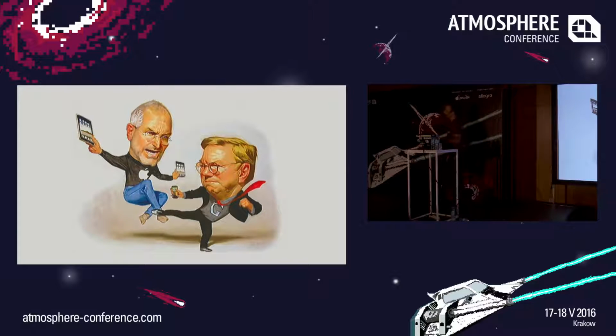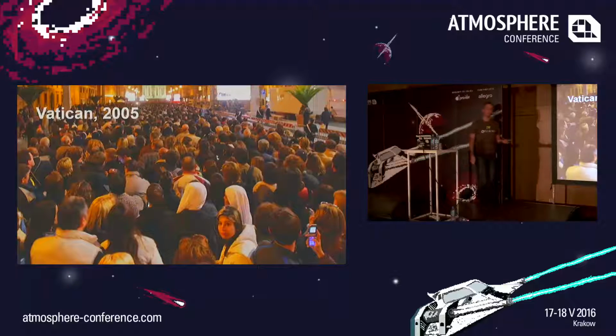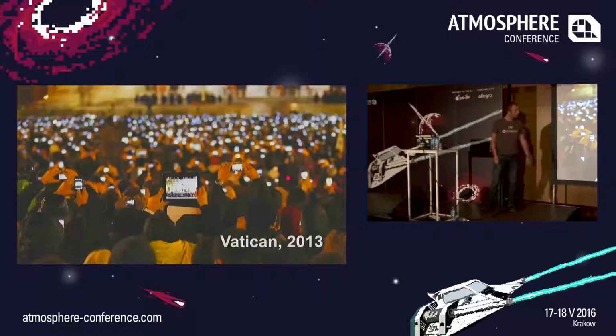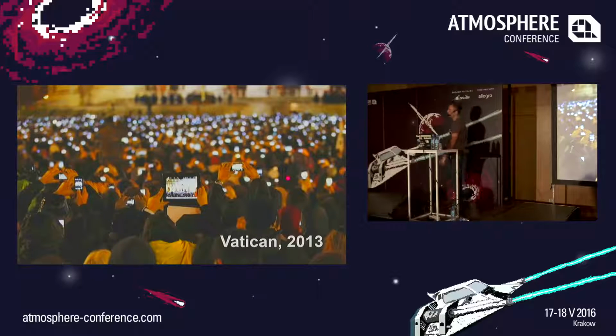And I want to just quickly show you a picture. This was Vatican City in 2005. What's interesting about this picture is this was when the second to last Pope was elected. There was one person on the bottom right with a flip phone. In 2013, the picture changed a little bit.